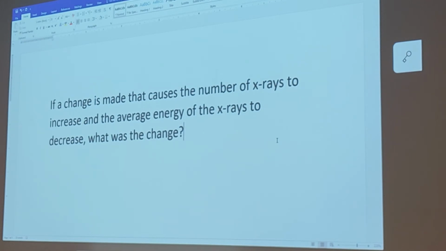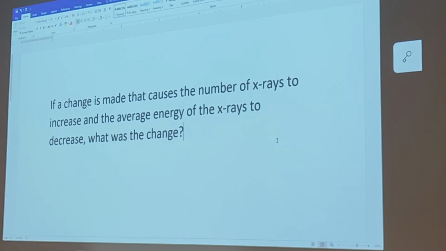So let's go through our different things. Name something that we could change. Mass. Okay. So how would you change mass to cause the number of X-rays to increase? Did mass go up or down? Yes, if you increase mass, you have more X-rays.